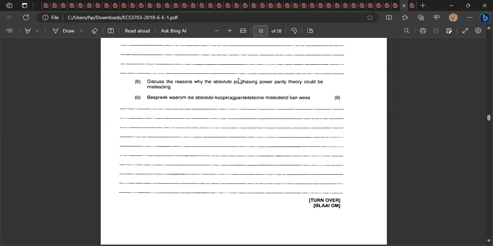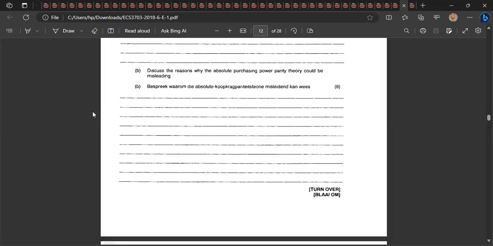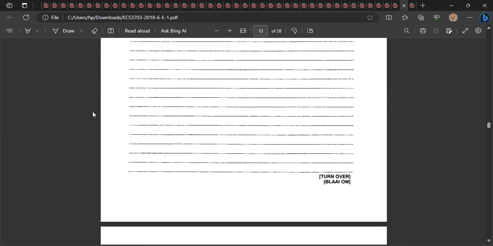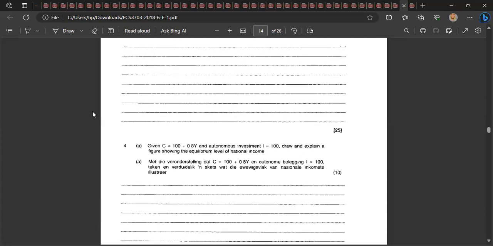So that's all there is on that one. I think the notes are there again on absolute purchasing power parity theory. The question could also be on the relative purchasing power parity theory, so you can just apply that on that one. Sometimes the wording could be tricky, but you just need to understand what they mean, right?